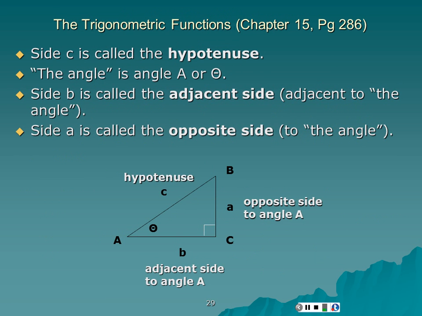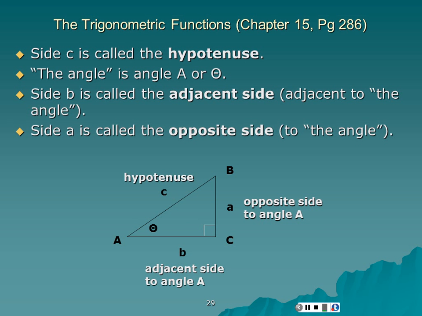Today we'll talk about the second part of chapter 15. This lecture we started in the last class, and we talked about the Pythagorean theorem, and using the Pythagorean theorem we can find one side of a right triangle given the other two sides known.